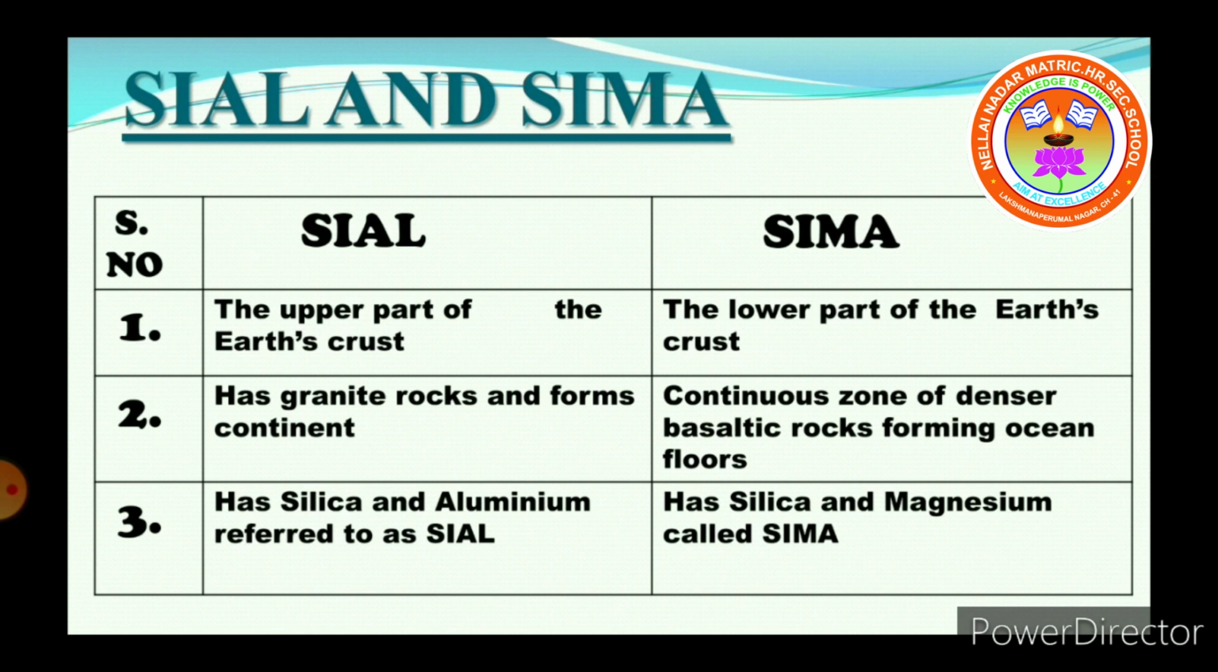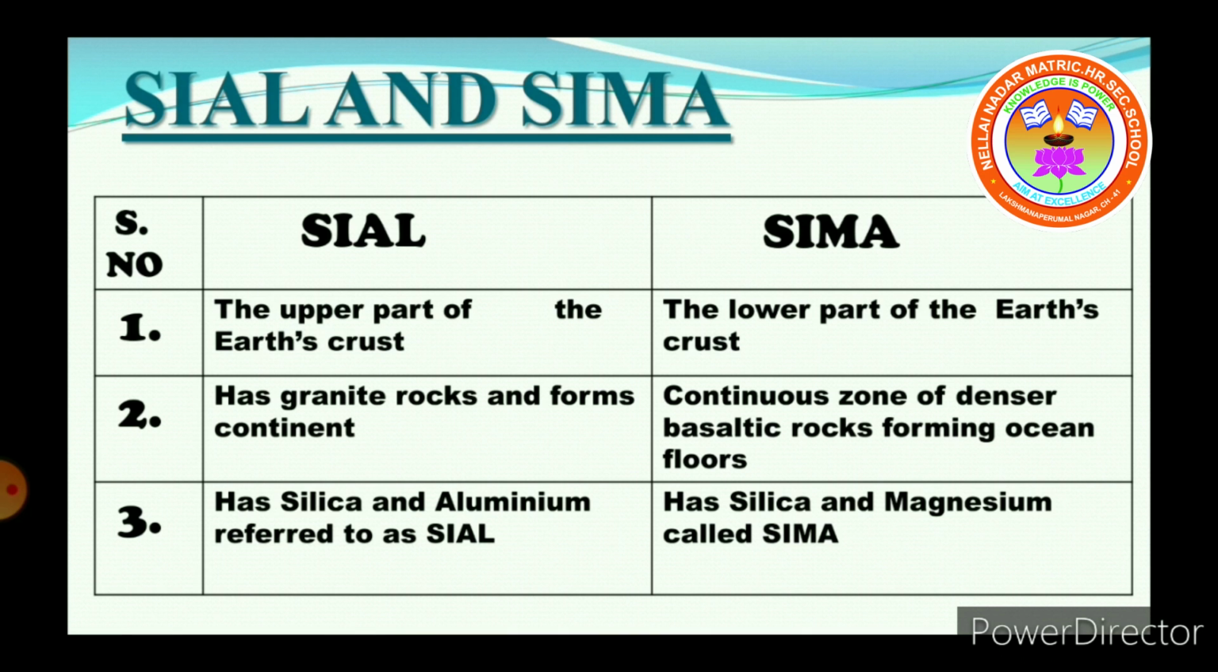Then the lower part. The lower part has denser basaltic rocks, thick rock, forming the ocean floors. It has the main minerals such as silica and magnesium. The first two letters, Si and Ma, are collectively referred to as Sima. Both the Sial and Sima form the earth's crust. Sial has lower density than Sima. Why? Because of the increased amount of alumina and decreased amount of iron and magnesium, so Sial has lower density than Sima.